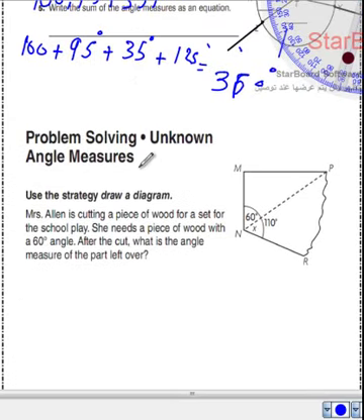Problem solving, angle measures. Miss Allen is cutting a piece of wood for a set for the school play. She needs a piece of wood with a 60 degrees angle. As you see in the figure, she cut this figure into 2 parts, because she needs a 60 degrees angle. After the cut, what is the angle measure of the part left over? He asks me about the measure of angle X.